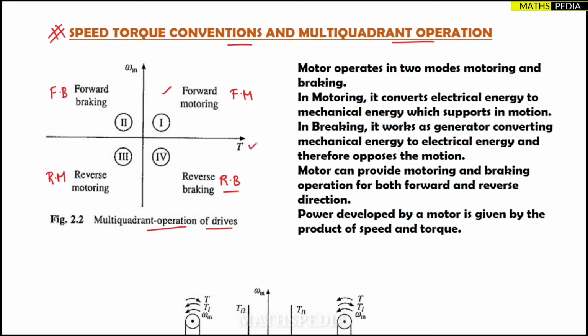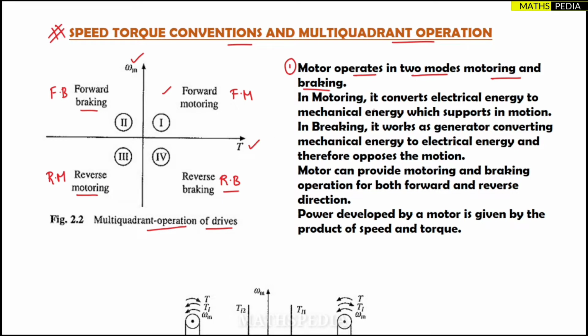Simple thing, here we can see the x-axis is torque and the y-axis is the speed. Now speed and torque, you remember this thing. Now the first point I have taken here: a motor operates in two modes of operation, that is motoring and braking. Here you might have seen, only these two kinds of things are there, motoring and braking.